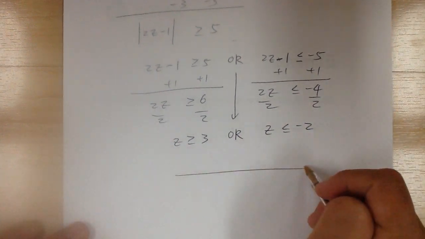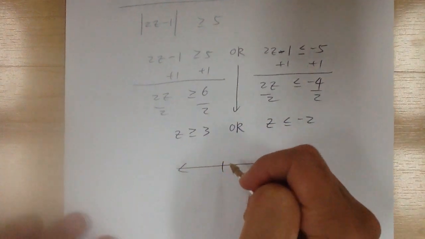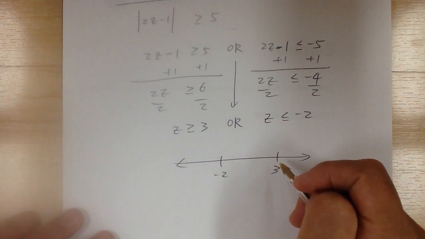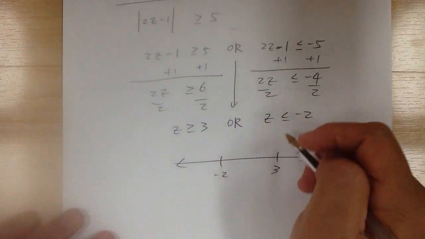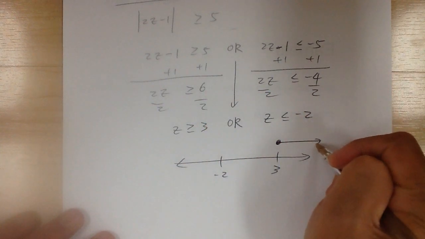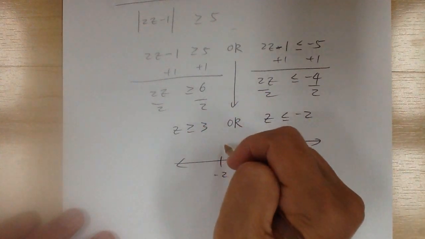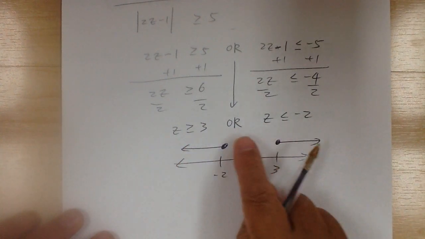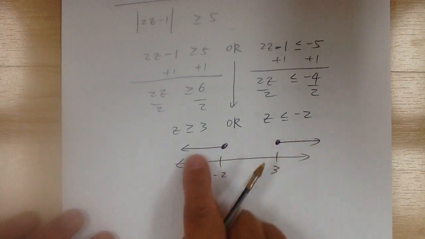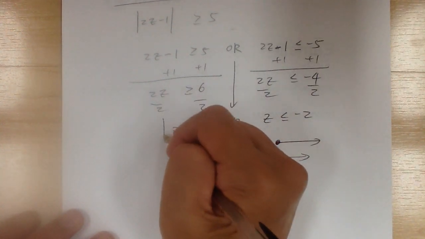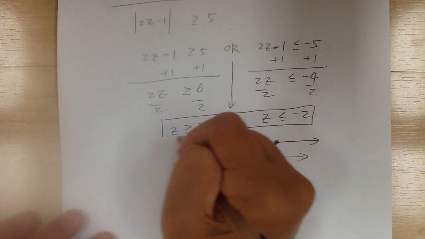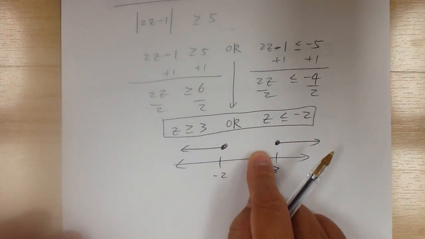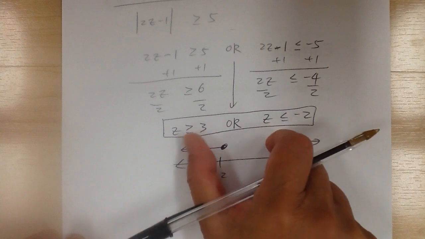Then let's check to see if the answer changes. For this one, it's greater than or equal to 3, so that's this one here. This one is this one here. When it's or, it means include everything, so when you include everything, the answer remains the same. So this is your answer. What you're checking is whether you have all real numbers, or whether you can combine the two.